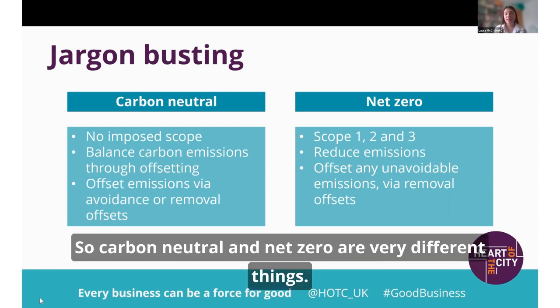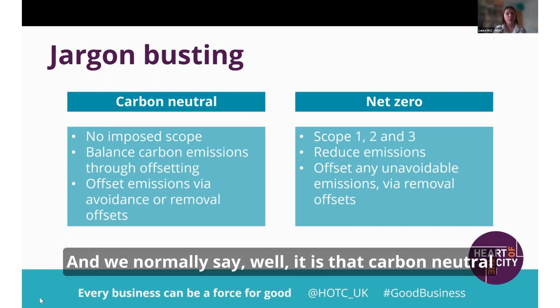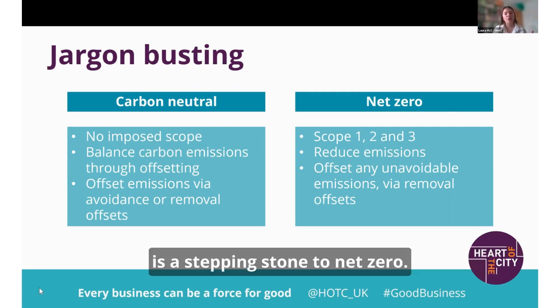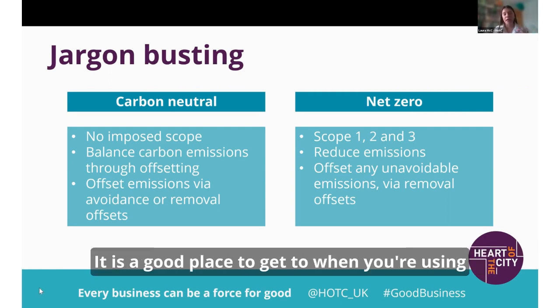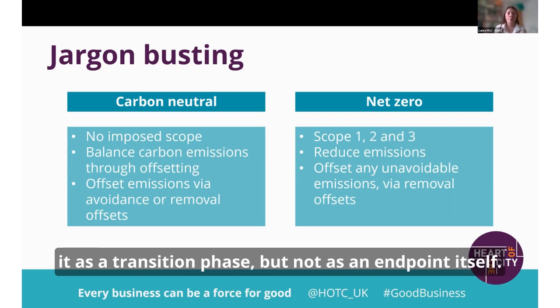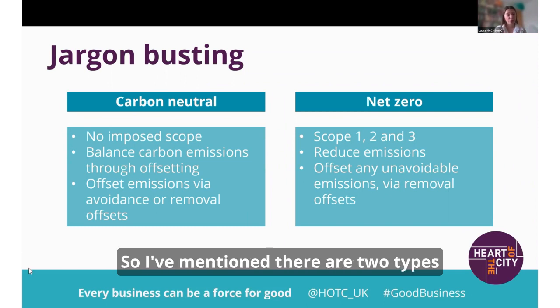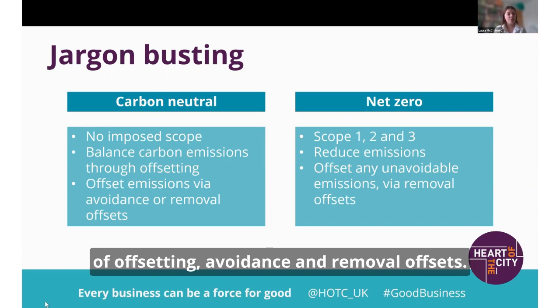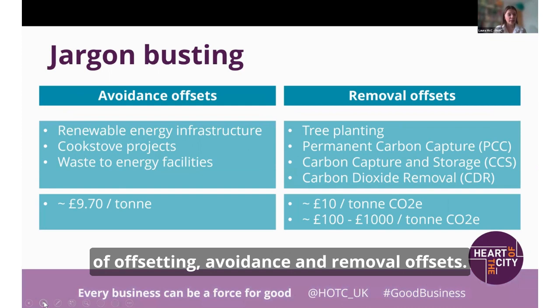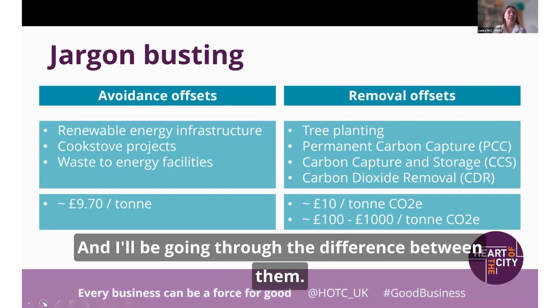So carbon neutral and net zero are very different things. We normally say that carbon neutral is a stepping stone to net zero. It is a good place to get to when you're using it as a transition phase, but not as an endpoint itself. And then lastly, my last two key terms are on offsetting. So I've mentioned there are two types of offsetting, avoidance and removal offsets. I'll be going through the difference between them.